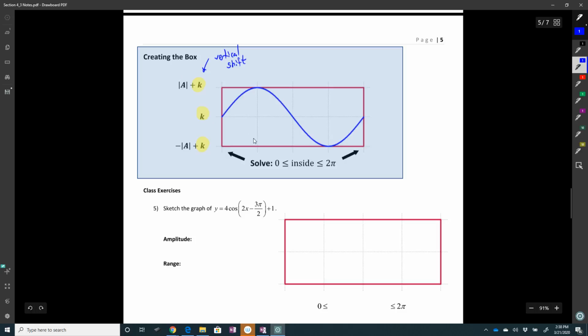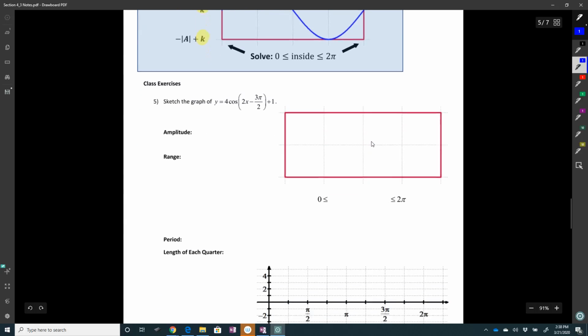And then the left and right side, I could make a formula for it, but it looks kind of nasty. So why learn a formula when you can just do basic math? To find the left and right, just put the inside between 0 and 2 pi, solve it, and the two sides that you get are your left and your right sides. So let's do this example.